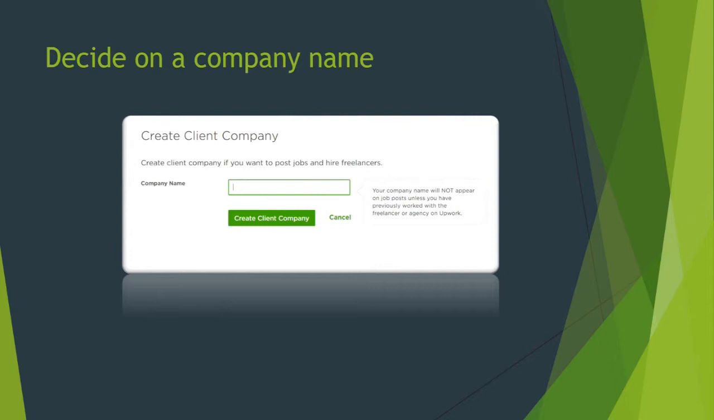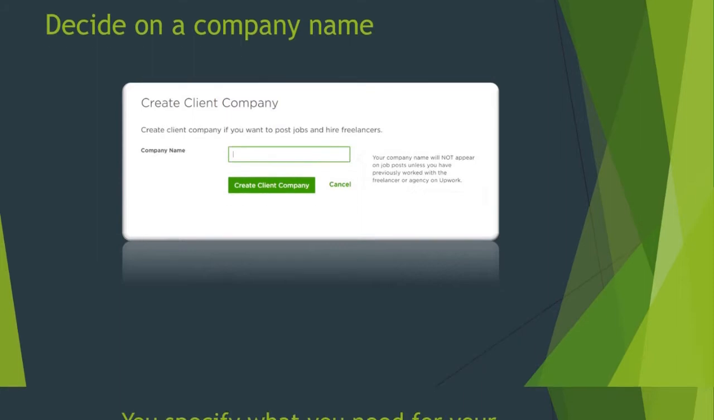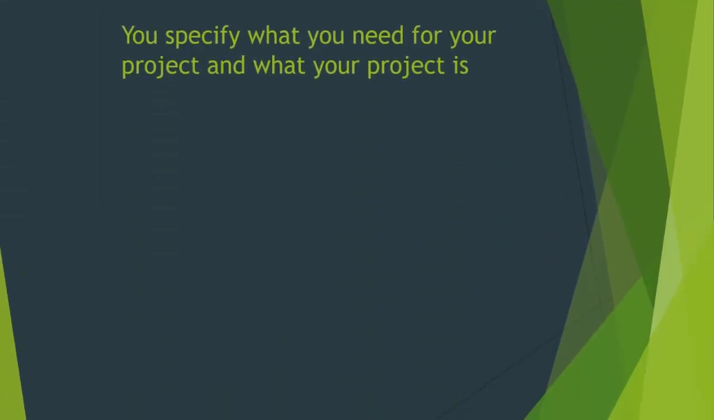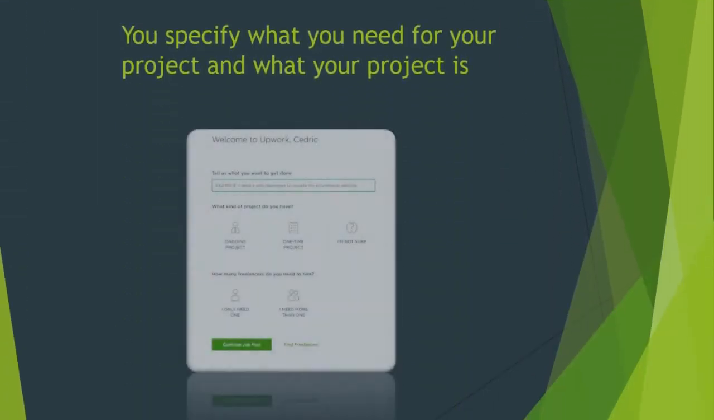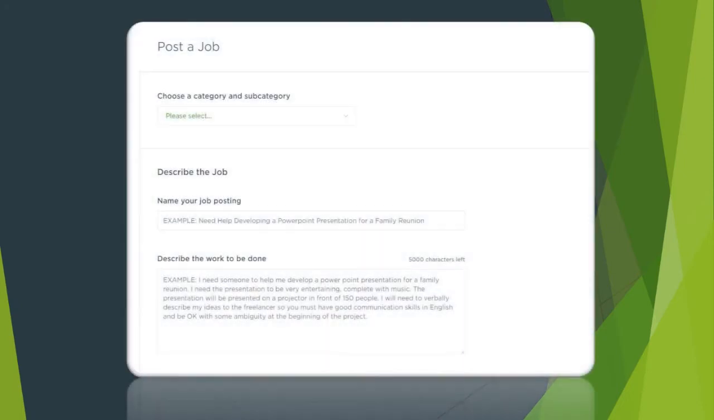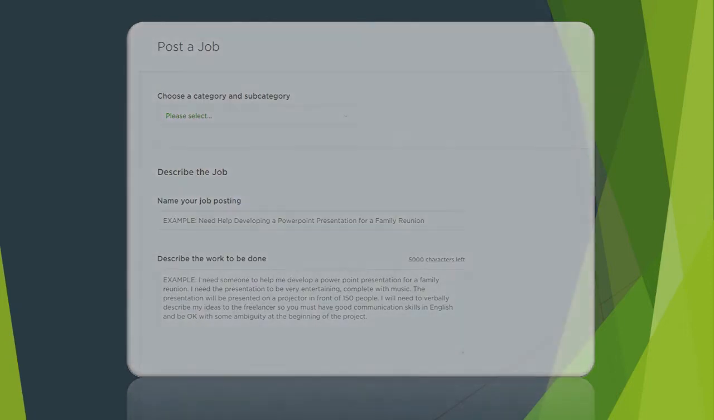You then decide on the company name to begin creating your client company. You then have to specify what kind of job you need done to proceed to job posting. You can select your project to be one-time, ongoing, or if you aren't sure, Upwork also has the I'm not sure category for you. You then have to categorize, name, and describe your job. Upwork will provide you with an example to help you do so.